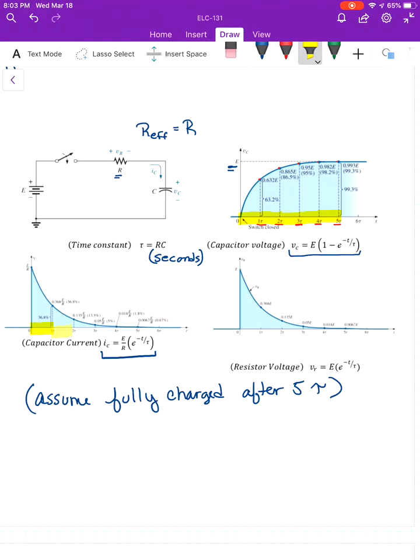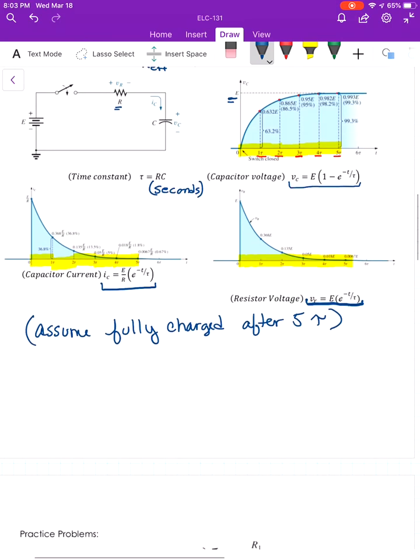And then after 2 seconds, we're going to be down to about 13.5%. After 3 seconds, we'll be down to about 5%. At 4 seconds, we're down to about 1.8%. And then after we get to the capacitor fully charged, we're down to about 0.67% of that current. So very, very little current at that point. And the same thing goes along with the resistor voltage as well. We'll be down to very close to 0 volts across there. Because remember, that equation is very similar to the capacitor current equation.